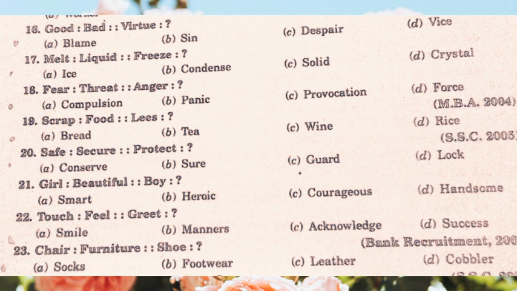The leftover part in the food is called the scrap, and the leftover part of a drink is called lees. So either bread, tea, wine, or rice. The answer is wine. If you don't know this, we'll just work it out from the options.